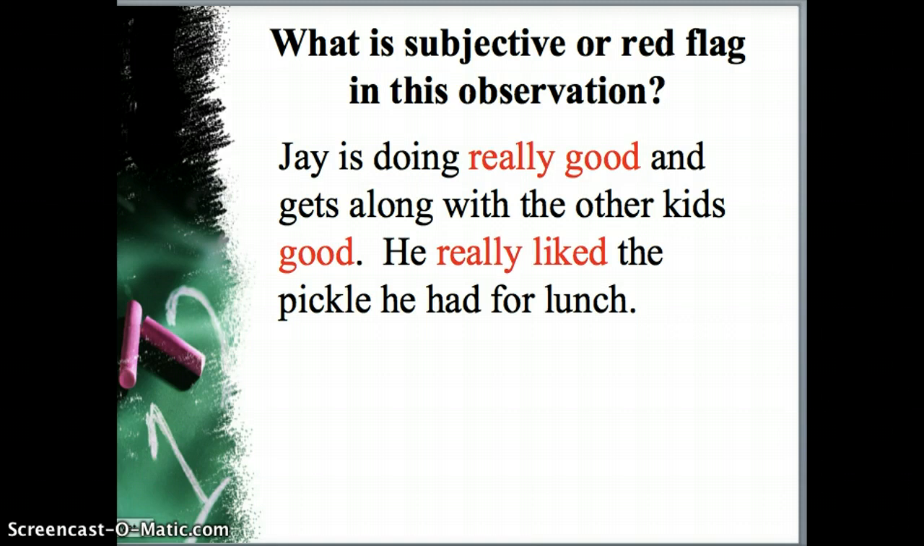Again, Jay's doing really good and gets along with other children good. What is her definition of really good, and does it compare to my definition of really good? You want to put specific information to be more concrete about what she's seeing. The second thing, he really liked his pickle he had for lunch. Now, as a parent, this is really important information if the first time I sent the pickle and I wanted to know if he liked it in his lunch. But it's being attached to an observation and they're out of context of each other. So you don't want to add extra things that don't make the observation relevant.